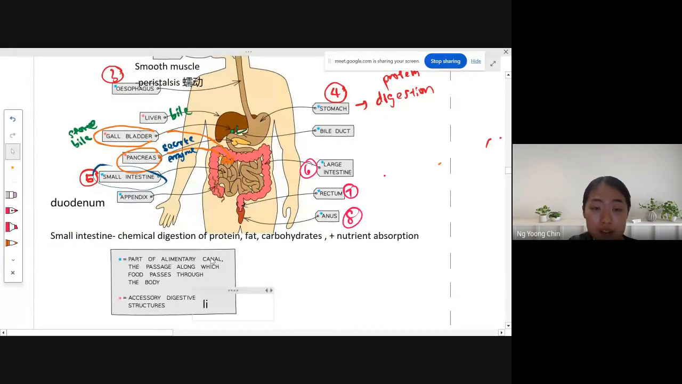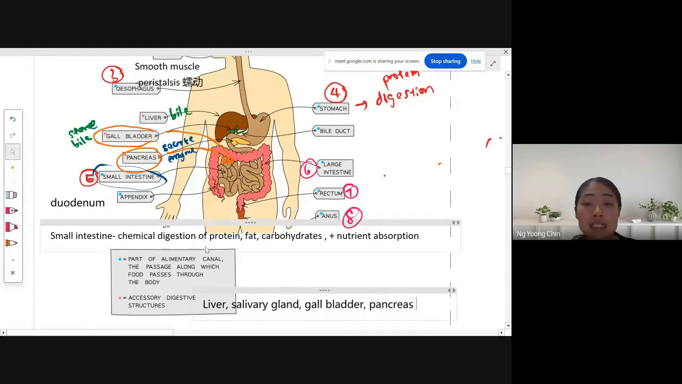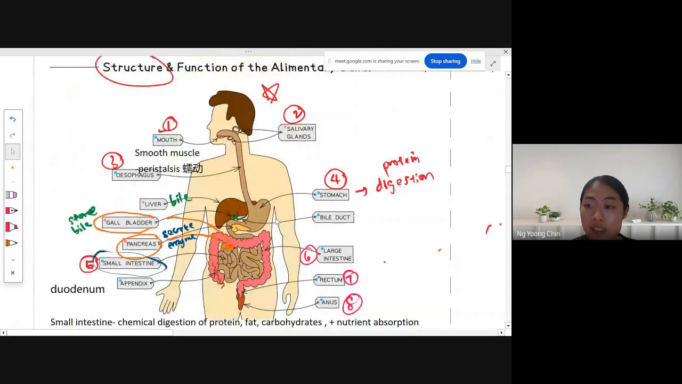Liver, salivary gland, gallbladder, and the pancreas. They are not classified under the alimentary canal. Okay, so I hope you understand.